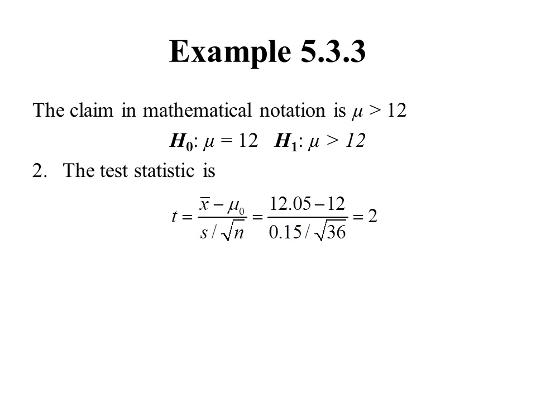The next step is to calculate the test statistic. Here's our formula for the test statistic. We just plug our numbers in. Here's our sample mean. Here's mu naught. Mu naught is this number 12 right there.